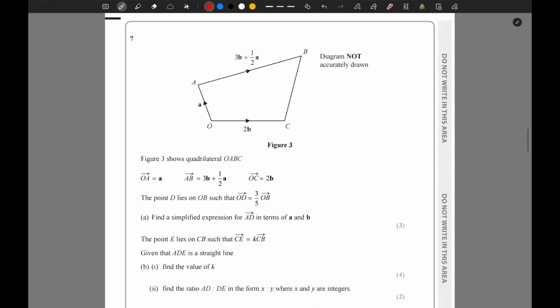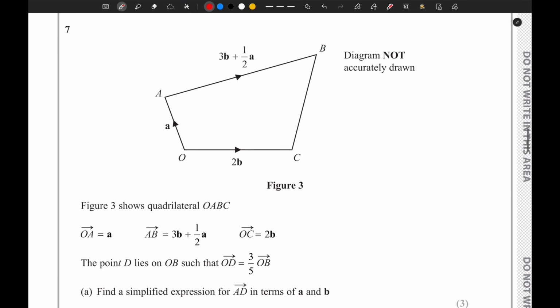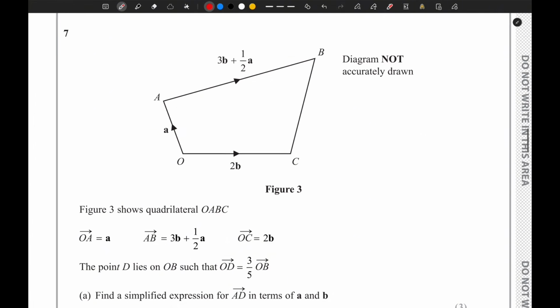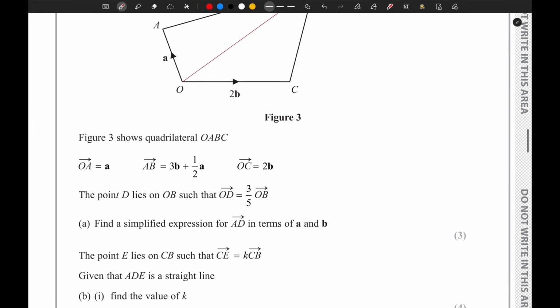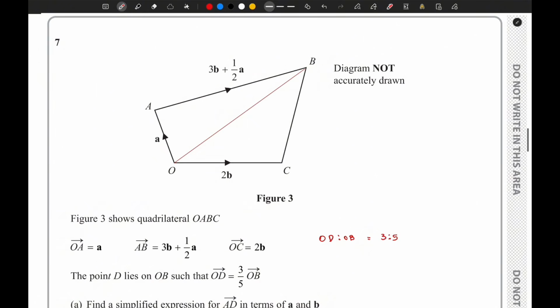Now moving on to the next question. This is a question from the vectors chapter. There are 3 given vectors and the point D lies on OB. So the OB line will look something like this. Point D lies on OB such that OD equals 3 over 5 of OB, which means OD is to OB as 3 is to 5. So the point D will lie somewhere around this part and the ratio is 3 and 2.